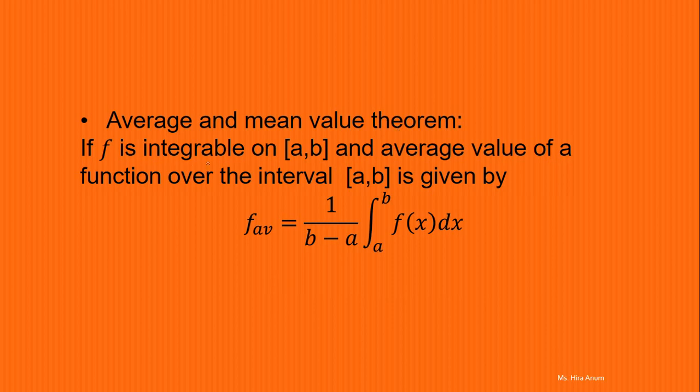Average and mean value theorem. If f is integrable on [a, b], the average value of the function over the interval [a, b] is given as f average, equals 1 over b minus a integral a to b f of x dx. This is the average mean value theorem statement.